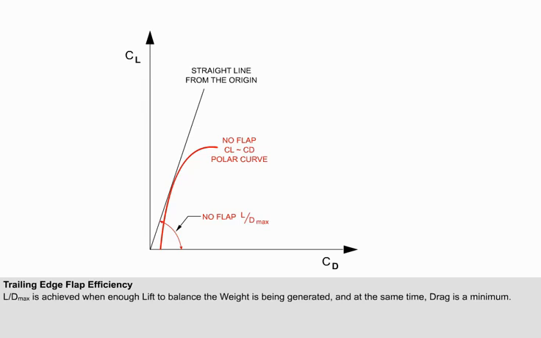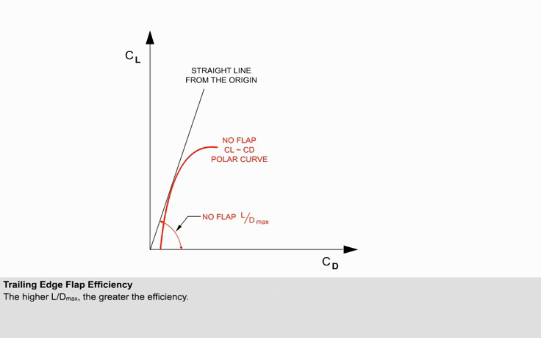We have already seen that CL max increases as the flaps are lowered, but unfortunately drag will also increase, so we need to consider LD max. We must generate enough lift to balance the weight, but at the same time, drag must be a minimum. Therefore, drag will divide into lift the maximum number of times. We call that LD max.